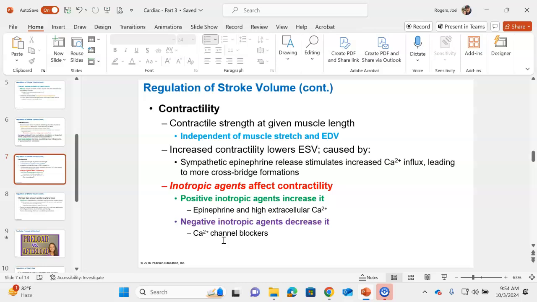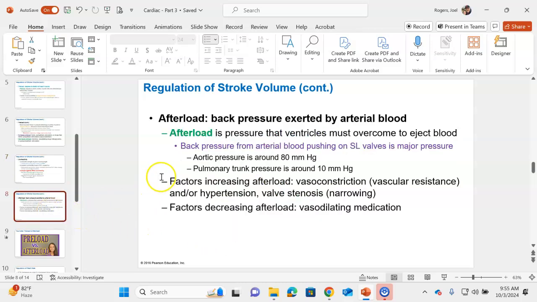So do preload and contractility have anything in common? Yes, they do. They both refer to changing ventricular force, how forcefully the ventricles are contracting. The biggest difference is that preload depends on stretch, contractility does not. Now, the last thing I need to mention in terms of factors regulating stroke volume is afterload.